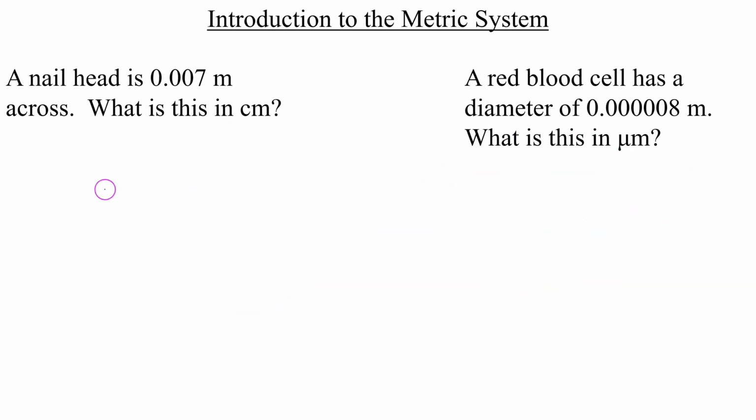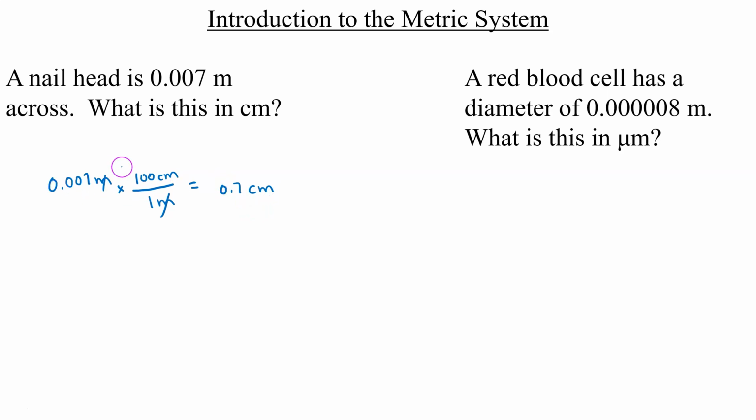A nail head is 0.007 meters across. So a nail head is pretty small. We typically wouldn't really report it in meters. In the U.S. system, that would be like reporting the size of a nail head in feet. We generally wouldn't do that. We want to know, what is this in centimeters? So there are 100 centimeters for every meter. And when you do that multiplication, we see that the nail head is 0.7 centimeters across.